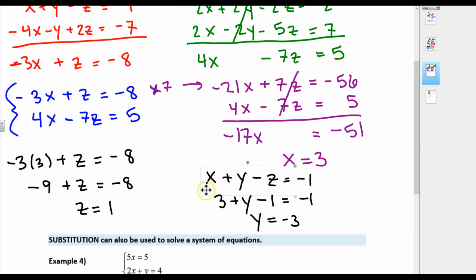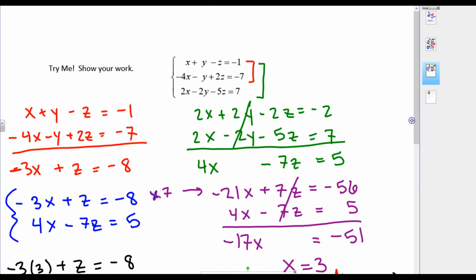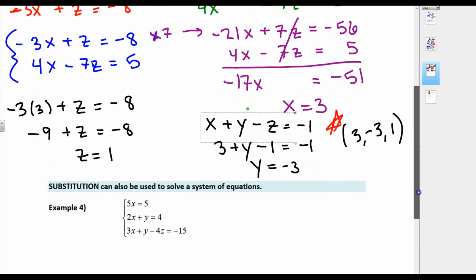So I chose to plug into the equation x plus y minus z equals negative 1. So 3 is x, z is 1. When I solve this, I end up getting that y is negative 3. So my final answer is 3, negative 3, 1. And if you want to check your solution, and I highly recommend that you do check your solution, you want to plug those three variables into these three equations and make sure that all three work.